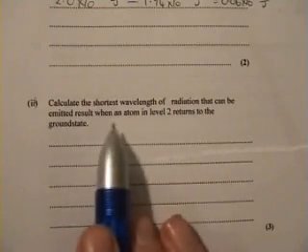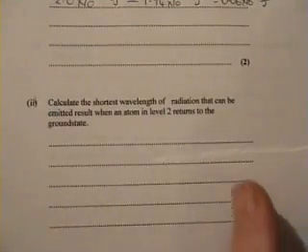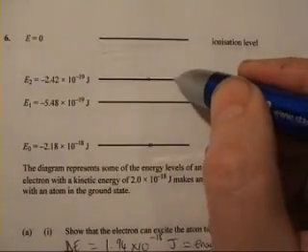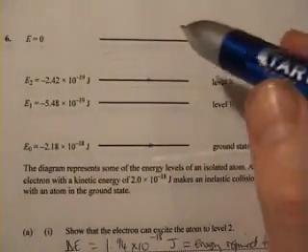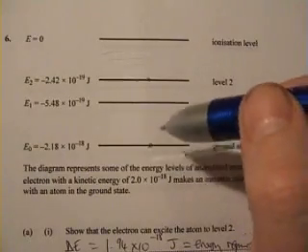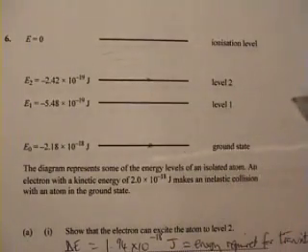joules. Right, the next part: calculate the shortest wavelength of the radiation that can be emitted when an atom in level 2 returns to the ground state. So the atom in this energy state is going to go back to the ground state, and it says find the shortest wavelength of radiation that can be emitted. That suggests that there's more than one possibility.